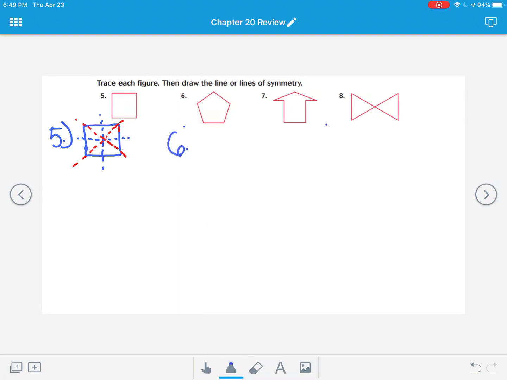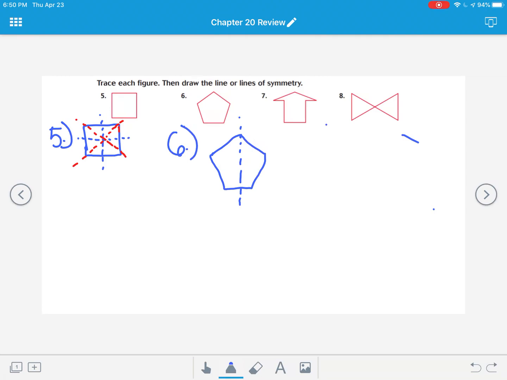All right, number 6, we have a pentagon. Go ahead and draw that out the best you can. And pentagon, we can split it vertically in half. Those lines would match up perfectly. We cannot split it in half across this way because the top would be pointed and the bottom would be flat. So that would not line up.